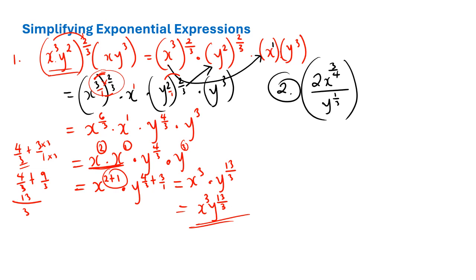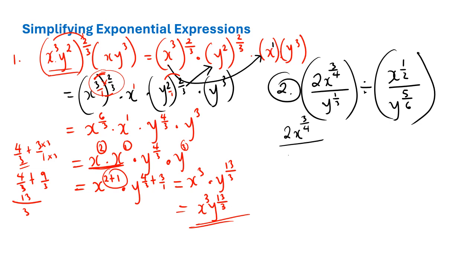Okay, and then we're looking at, let's say, let's do division this time. Divided by x to 1/2 over y to 5/6, like that. Okay, now let's go ahead and simplify this result. So what I get here now is 2x to the 3/4 really over y to the 1/3.